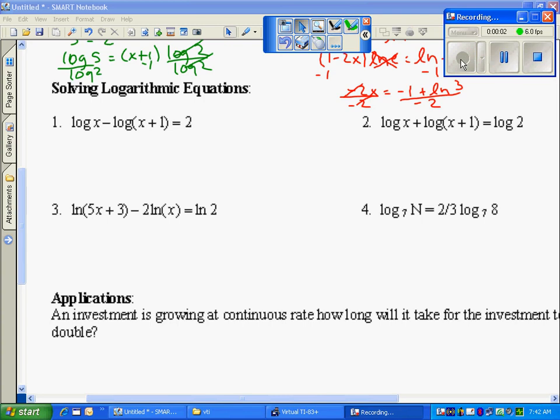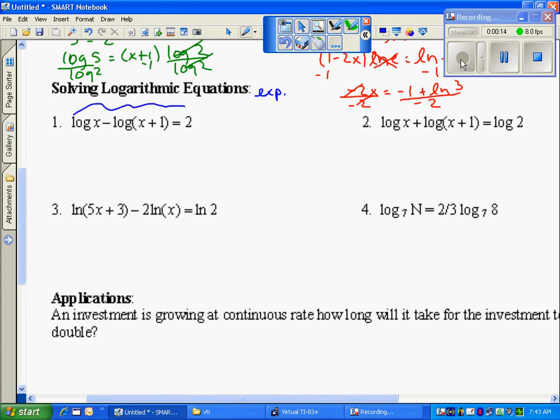Okay, the second lecture for 4.4 is how to solve logs. First one was how to solve exponents. Now we're solving logs. So to undo a log, we need an exponent. So I'm going to convert this into one log by using section 4.3 properties. The subtraction said I had division, and I'm going to set it equal to 2.